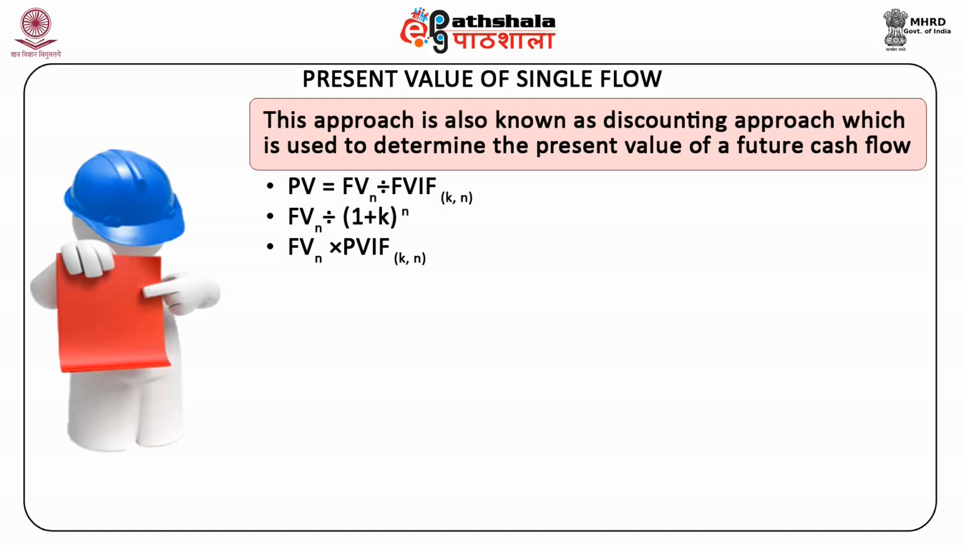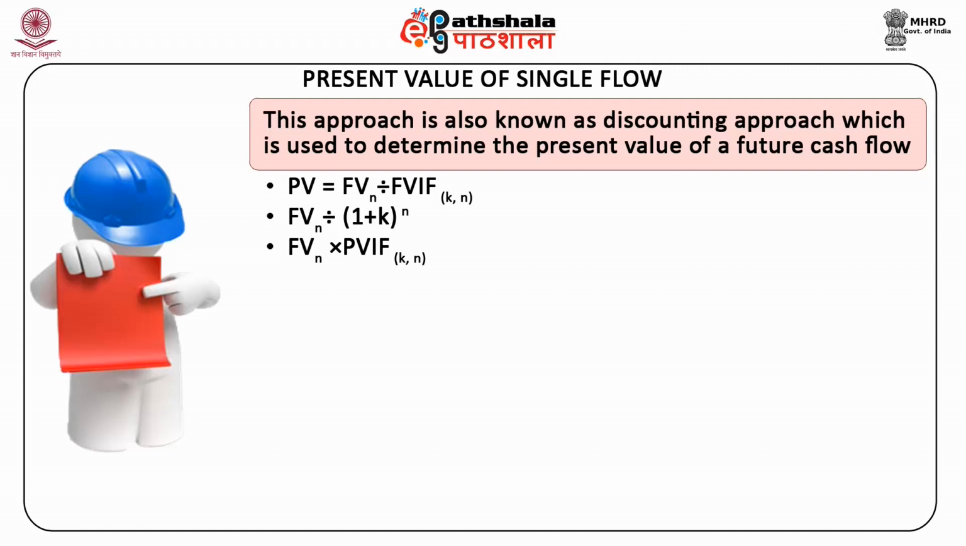Thus, we need to locate the PVIF factor for a given k and n and multiply this by the given sum. PVIF k,n value can never be greater than 1 as it represents the present value of rupee 1 receivable after n years at a given rate of interest.